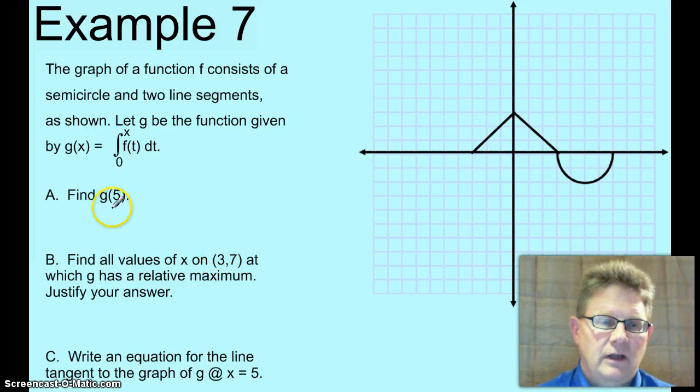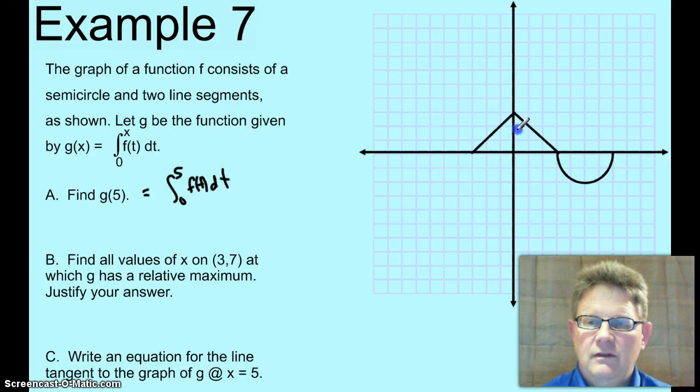Alright, let's go ahead and find g of 5. G of 5 equals the integral 0 to 5 f of t dt. So what this is asking is to find the area under the curve from 0 to 5. Alright, so we've got this circle, this triangle, and this quarter circle. And of course the area of the quarter circle is negative.